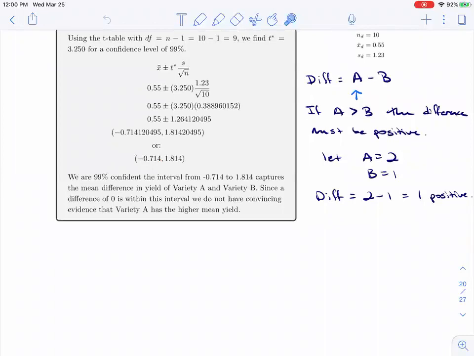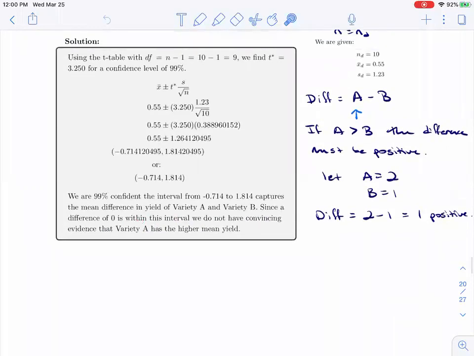We use the same blurb always for interpreting any confidence interval. So we're 99% confident that the interval from negative 0.714 to 1.814 captures the mean difference in yield of variety A and variety B. Since a difference of 0, which means there's no difference between A and B, is within this interval, we do not have convincing evidence that variety A has a higher mean yield. So this is a way that we could build a confidence interval and do a quick hypothesis test on top of it.